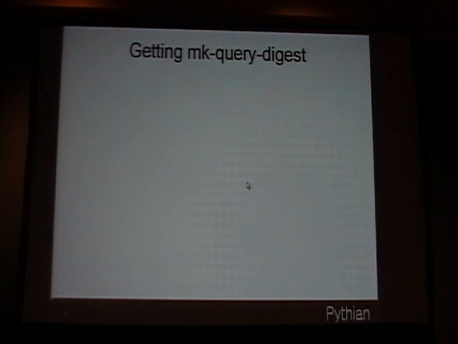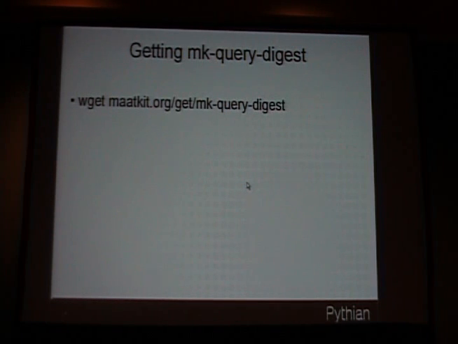So how do you get MK Query Digest? The easiest way, not necessarily the best way, is you type wget maatkit.org/get/mkquerydigest. Basically, maatkit.org is the URL, and /get/any of the MK tools, and you'll get it. This is actually the easiest way, but they don't always keep that up to date with the current release. But again, you can do it right on the machine. It's fine. You get only the tool that you want.